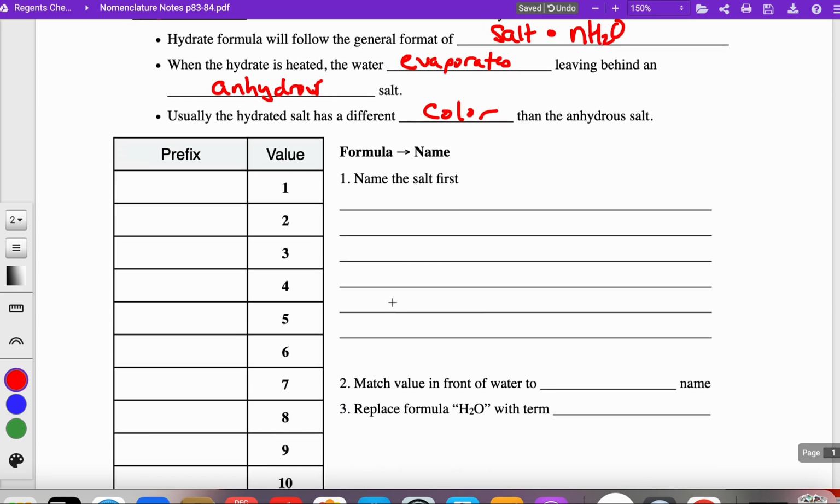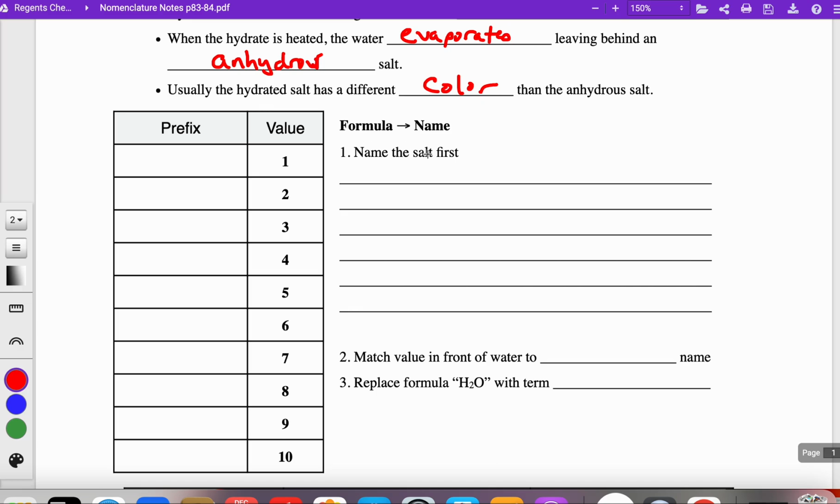So here we go. So the idea of going from the formula, so you're given the hydrate's formula, to come up with its name. So the first thing is name the salt. So match your symbols to the correct name. So use your table S and your table E. Think about if it's a polyatomic. If you have a transition element, then you may need a Roman numeral also in that name, okay?